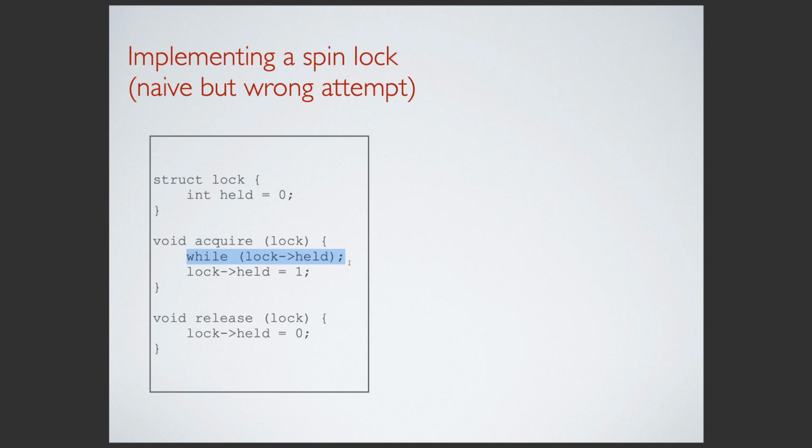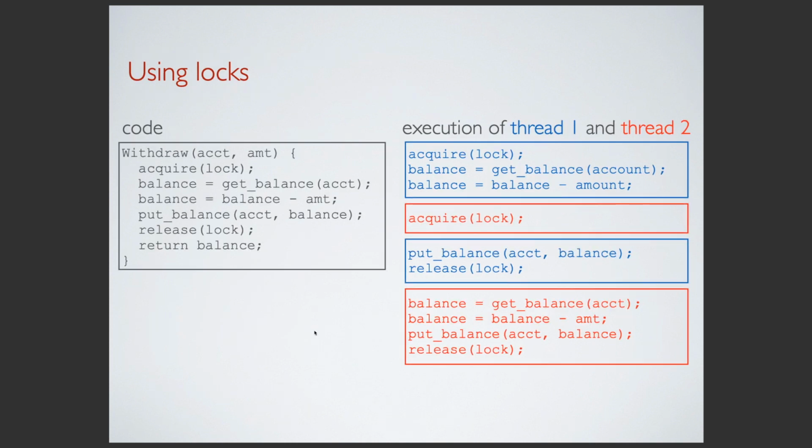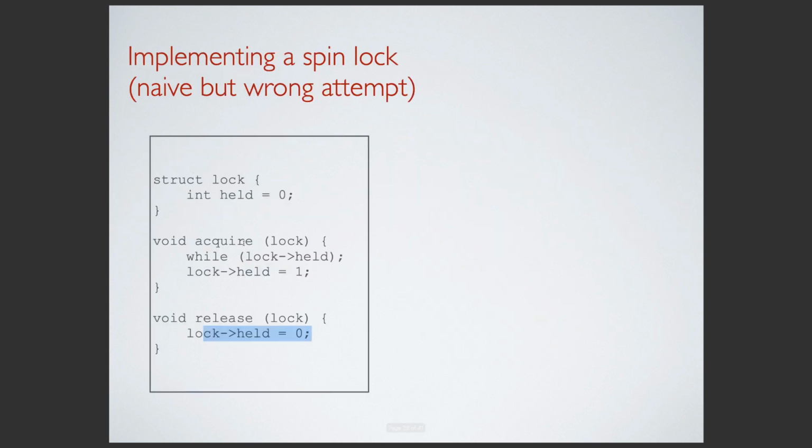Let me explain again, I think I said the wrong thing. If this is equal to 1, you're going to loop. If it's equal to 1, it means somebody already has the lock. As soon as somebody has released the lock, the lock is equal to 0, and then you turn the lock to 1. When you release the lock, you set it to 0. 0 means, okay, you can go. And all the other ones are going to be stuck, right?